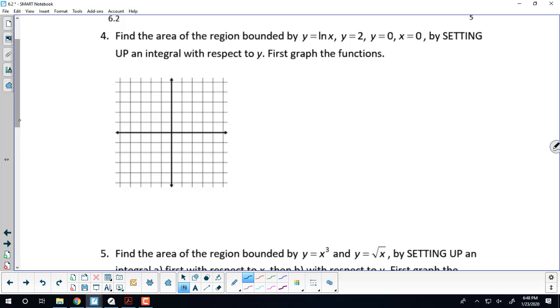So find the area of the region bound by natural log of x, y equals 2, y equals 0, and x equals 0 by setting up an integral with respect to y. So here they do tell us to integrate with respect to y, and we'll see why in a minute. So no graph provided. Hopefully you remember the natural log graph. It's super common. So what does the natural log graph look like?